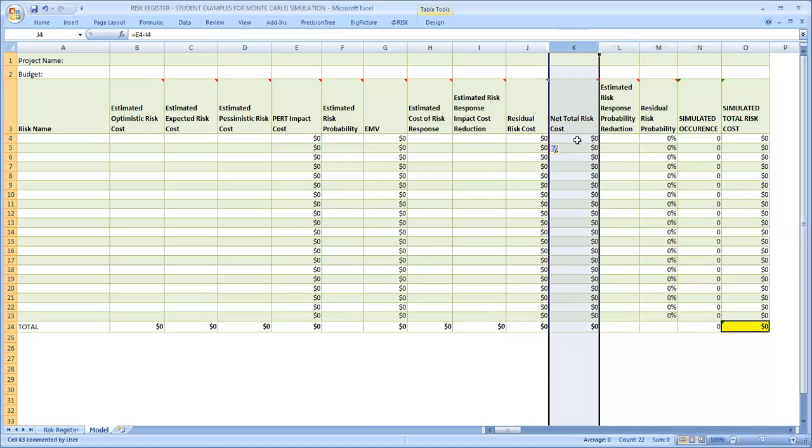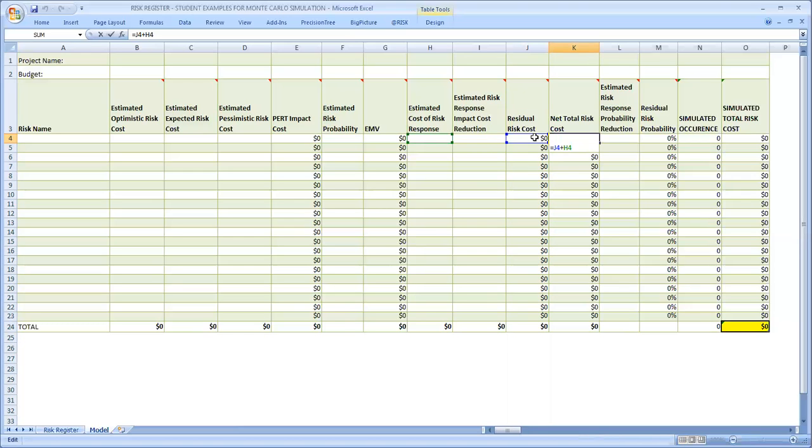What is the net total risk cost? Well, it's simply the residual risk, in other words, the risk that remains after that risk response is implemented, plus the cost of the risk response itself. That is also a single point number, deterministic number, which is calculated.